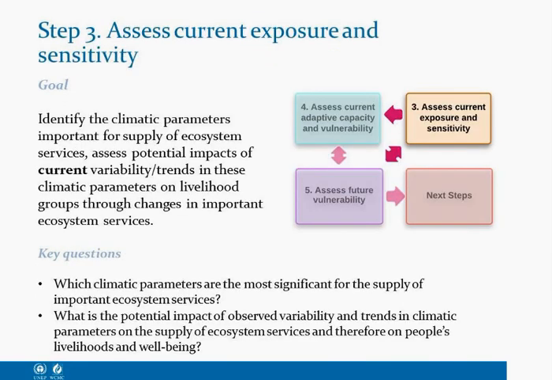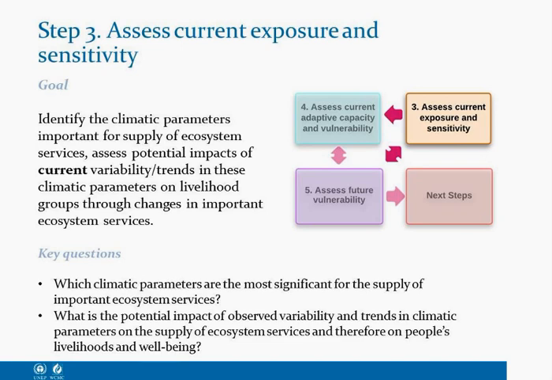And the next step, again, this is one step where ecosystems are often not fully considered in vulnerability and impact assessments, which is about assessing current exposure and sensitivity. So identifying the climatic parameters that are important for the supply of ecosystem services, and take a look at current variability in climate parameters and how they currently affect livelihood groups through changes in important ecosystem services.